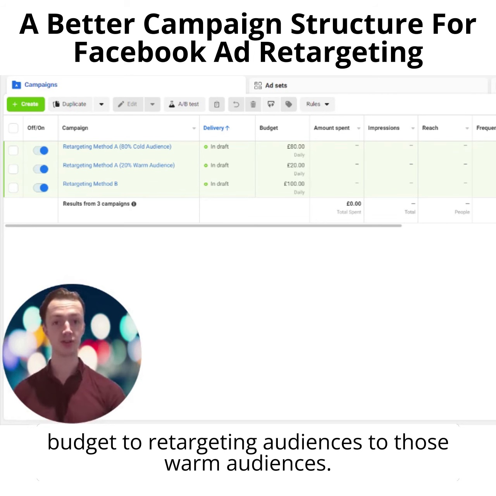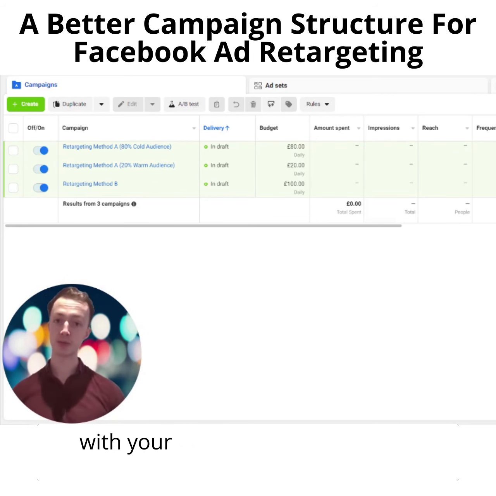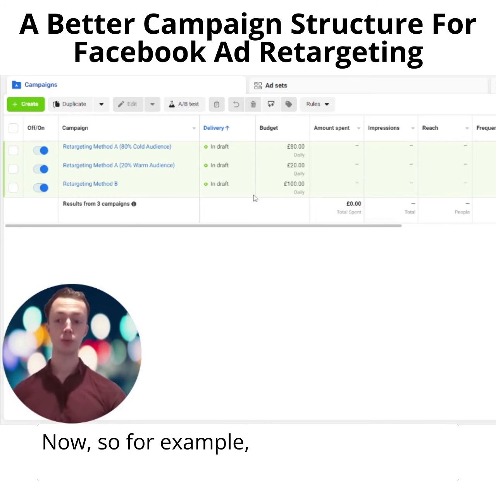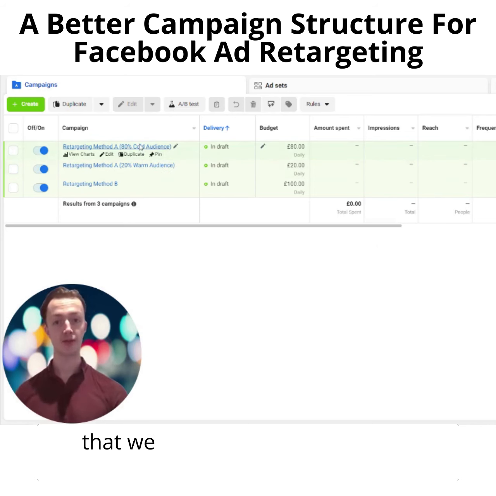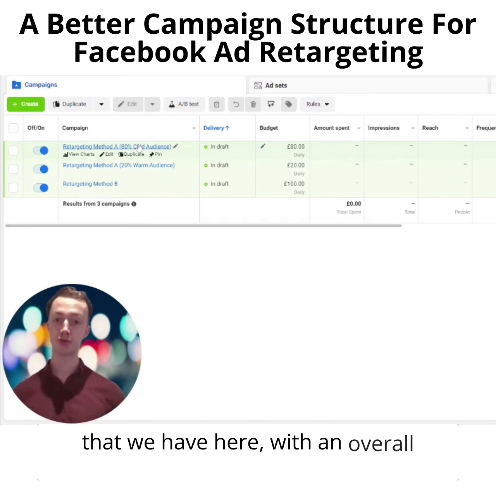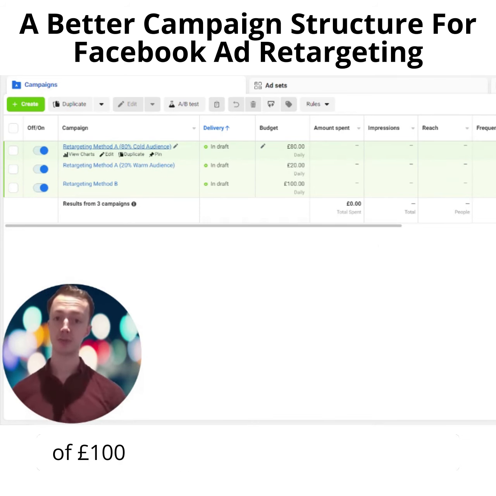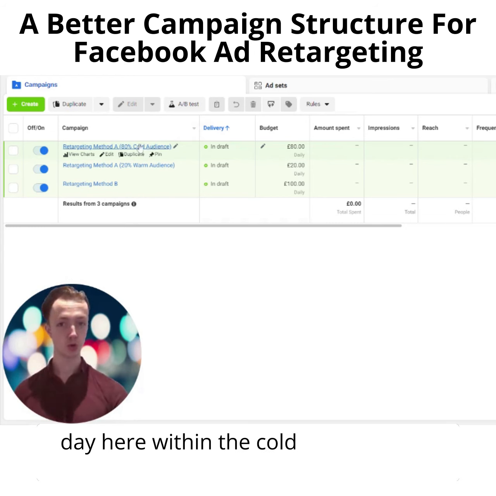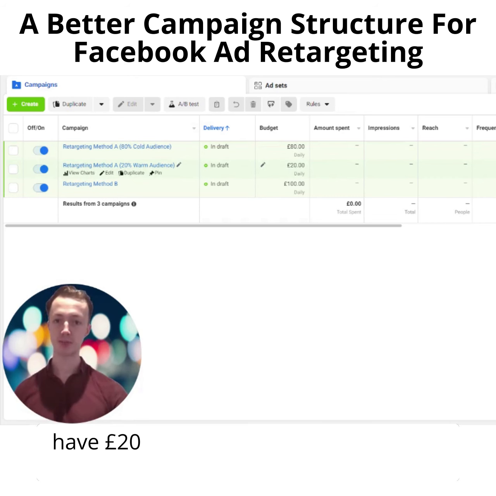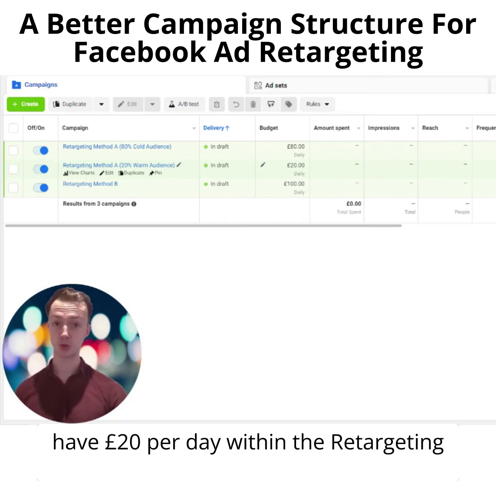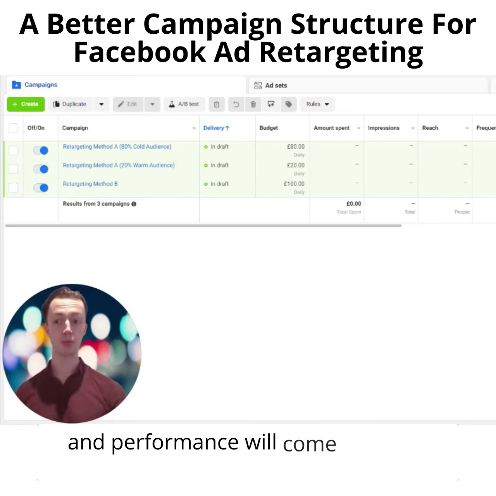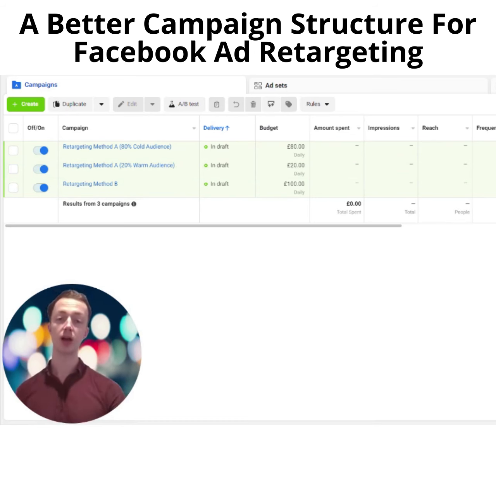So there's warm audiences. That could be people who have engaged with your website and visited your Facebook page, your Instagram page, for example. Now, for example, with the retargeting method A that we have here, with an overall campaign budget of £100 per day, we would have £80 per day within the cold audience, and then we'd have £20 per day within the retargeting audience.